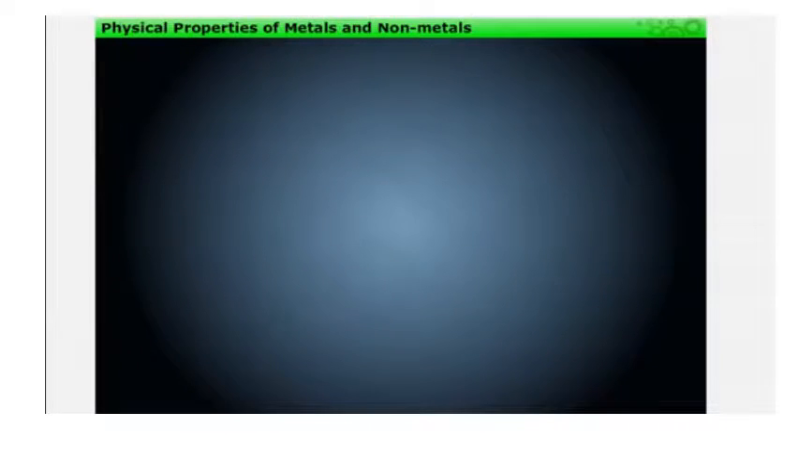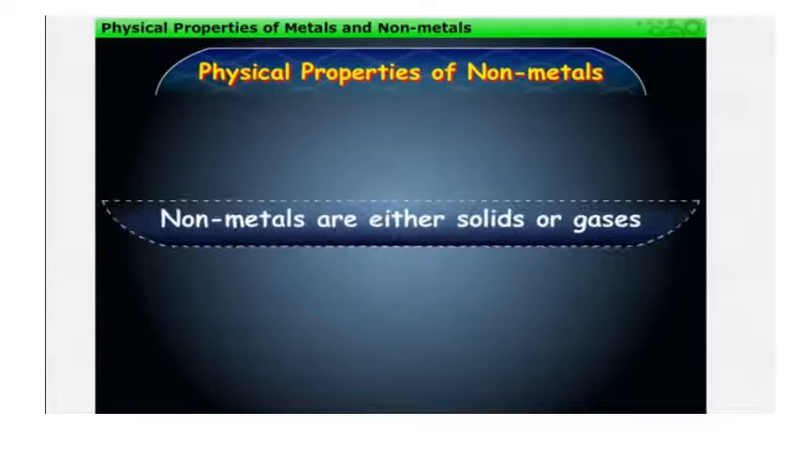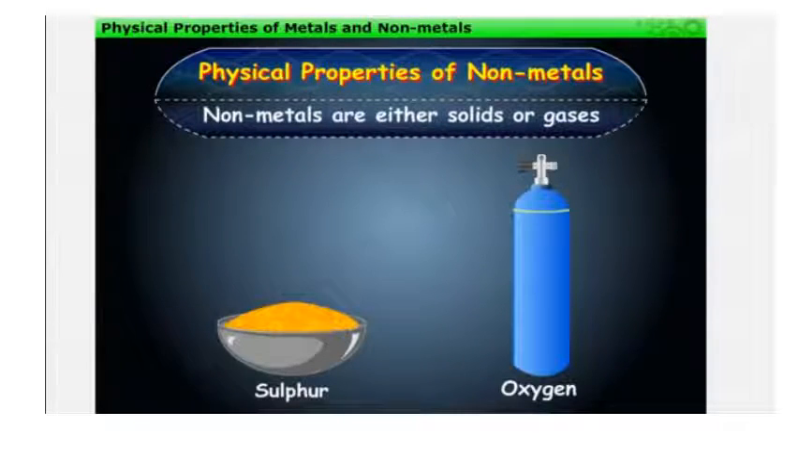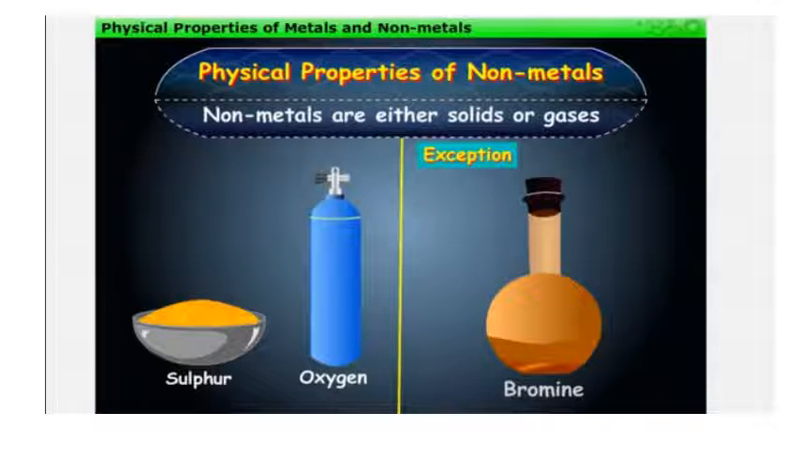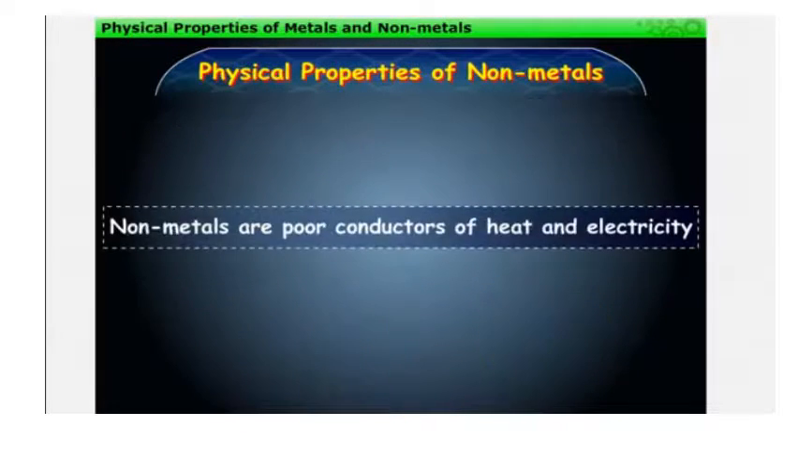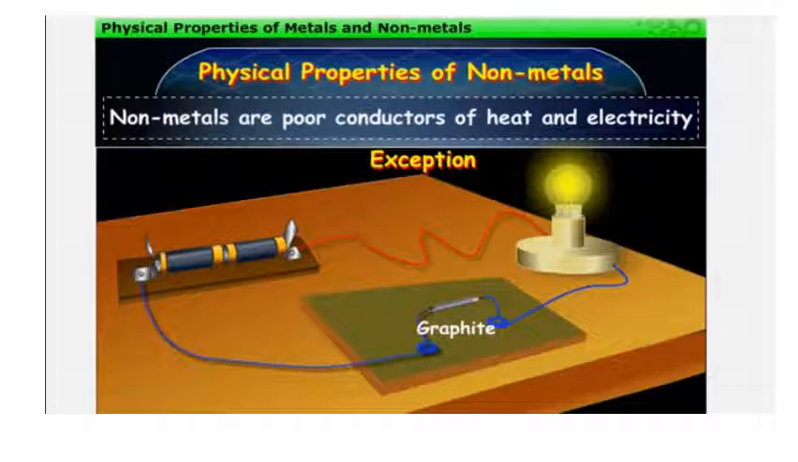Now, let us discuss the physical properties of non-metals. Non-metals are either solids or gases, for example, sulfur and oxygen. But bromine, being a liquid, is an exception. Non-metals are poor conductors of heat and electricity, for example, coal, which is a form of a non-metal carbon. But graphite, which is another form of carbon, is an exception, as it is a good conductor of electricity.